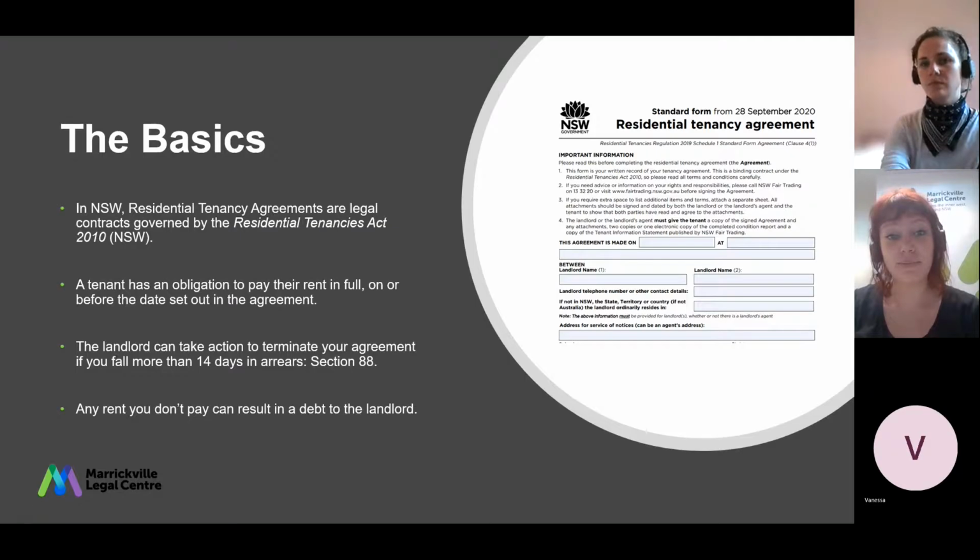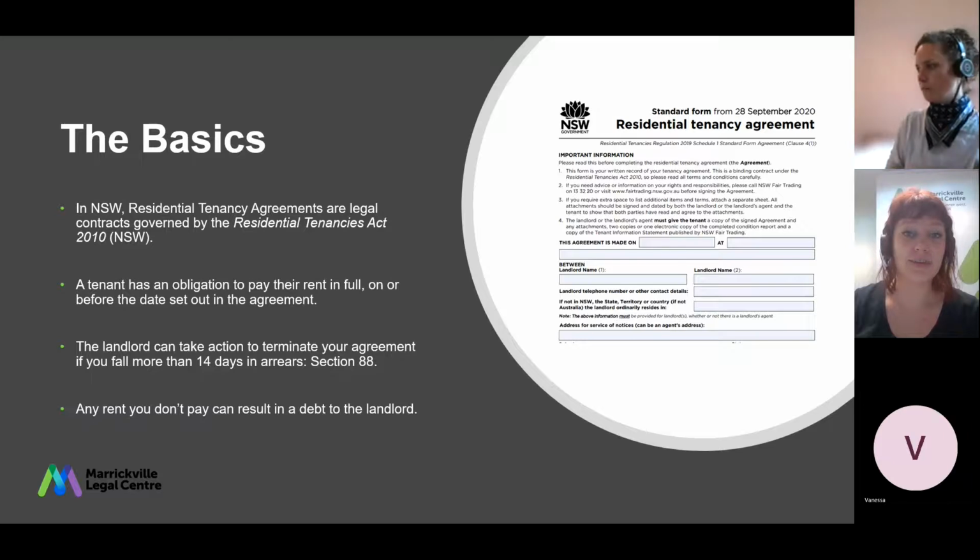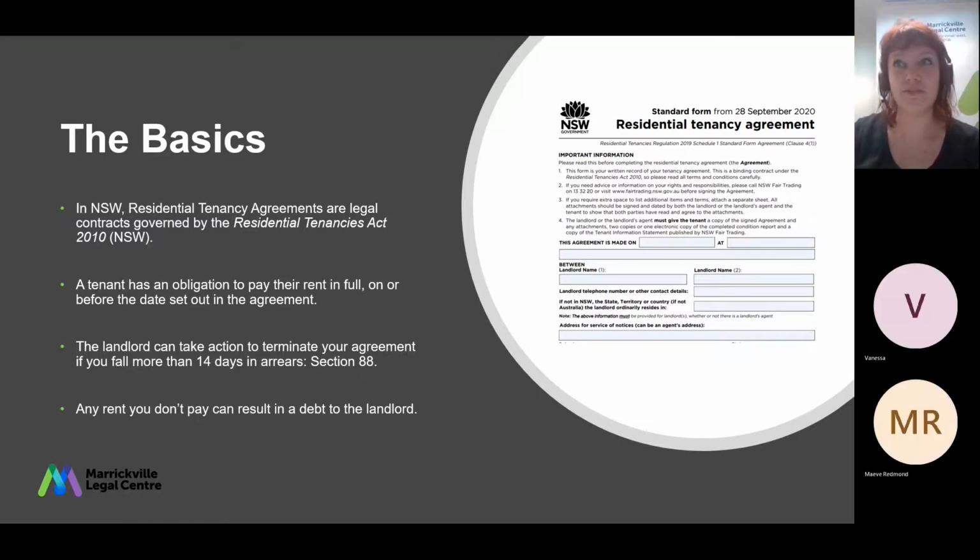Starting with some basics. New South Wales residential tenancy agreements are contracts made between a tenant, that's the person renting a property, and the landlord, the person who owns the property. They're all made under the Residential Tenancies Act, and you can tell whether you are subject to the Residential Tenancies Act often by looking at the agreement. You'll see on the slide there is a standard form residential tenancy agreement. That is the usual format that tenancy agreements will be in.